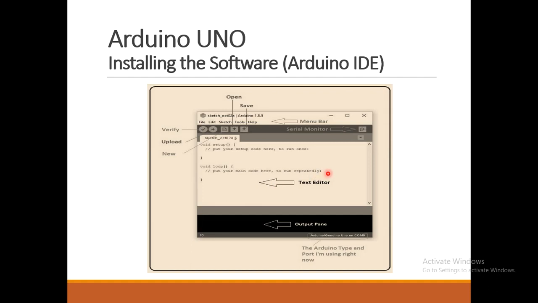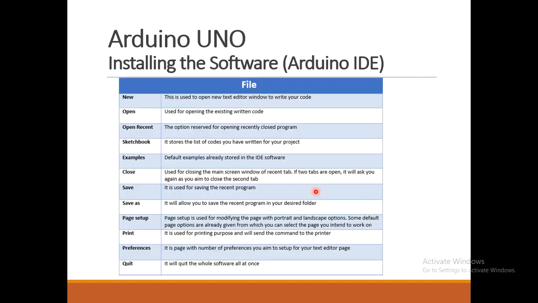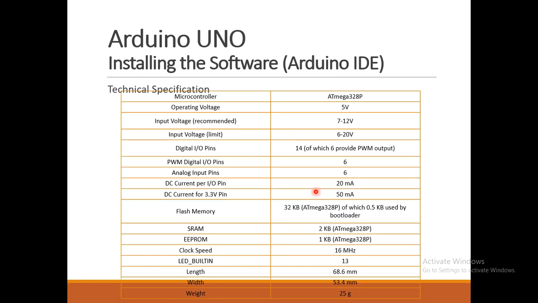This is a text editor that is mainly used to type the program in the Arduino Uno IDE. So these are the menus of the file: file new, open, recent, sketchbook. As computer science students, you know what the use of this menu is, so I will skip this part.